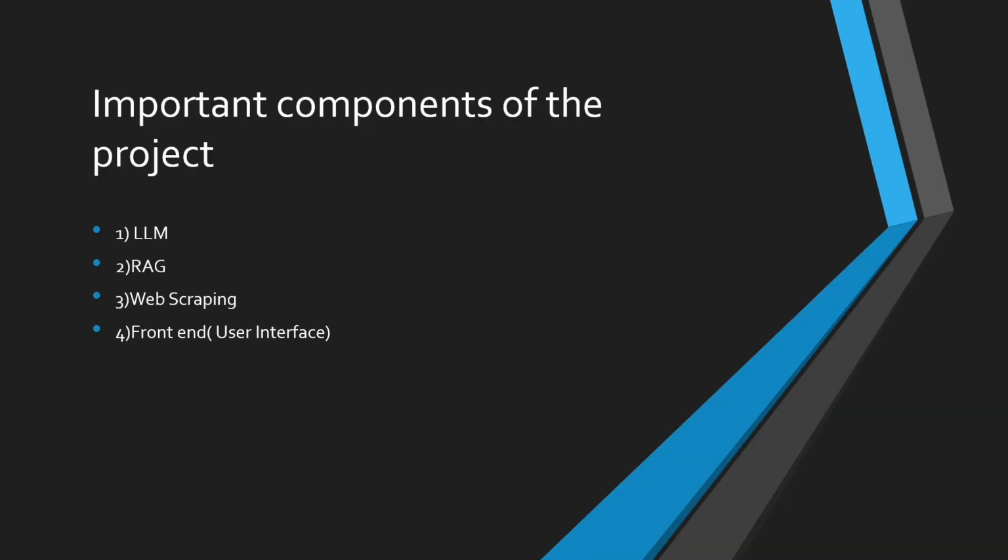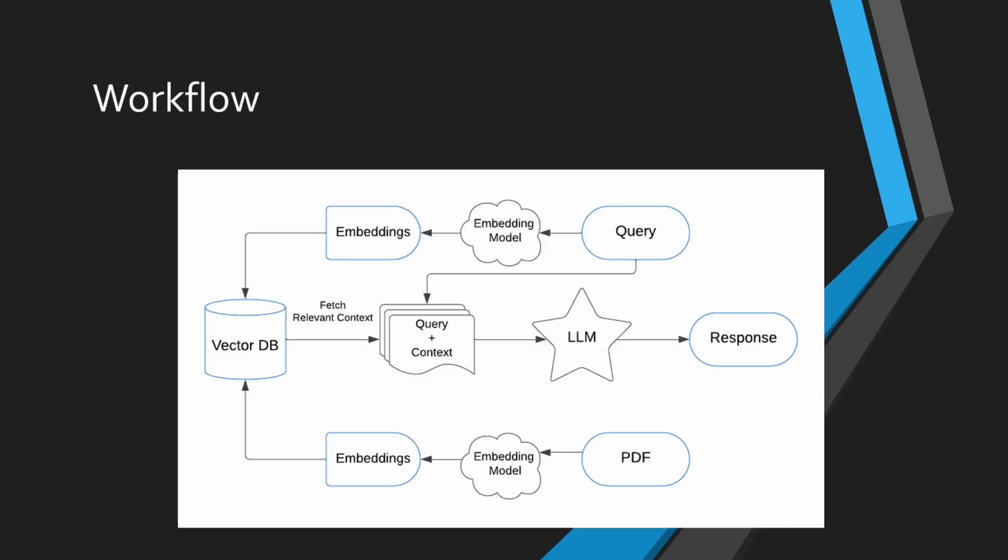Important components of the project: LLM, RAG, web scraping, and the front end. Workflow. A user submits a query which is encoded into an embedding vector using the query embedding model. The query embedding is used to fetch relevant context, like documents or information, from the vector database by finding the most similar embeddings stored there. The user's query and the retrieved context are combined and fed into the LLM. The LLM processes this combined input and generates a final response, which is presented to the user.